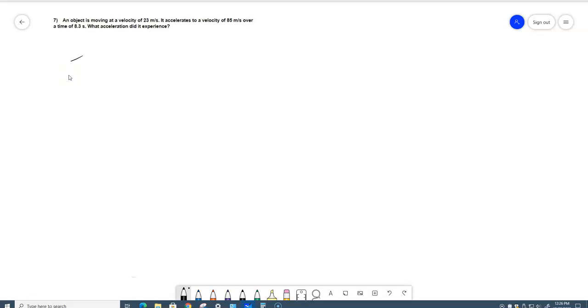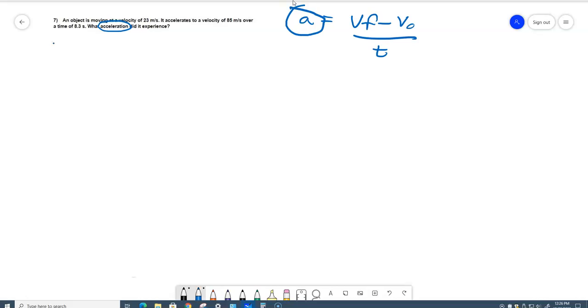So what do we have? What are we looking for? Well, this is obviously an acceleration problem because it tells us right there. And we know that acceleration equals v final minus v naught, or v initial, over time. Let's go ahead and fill in what we have. So we want to find the acceleration.